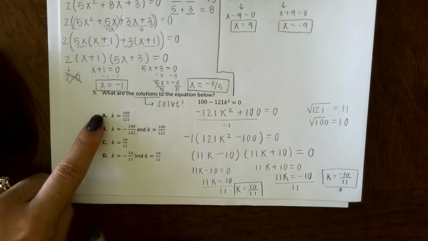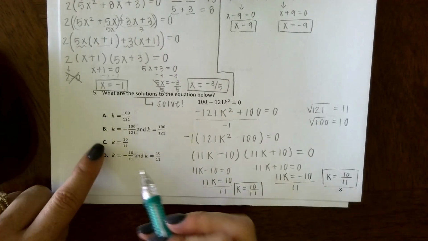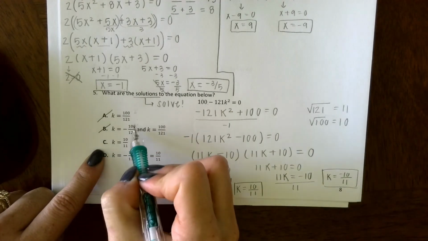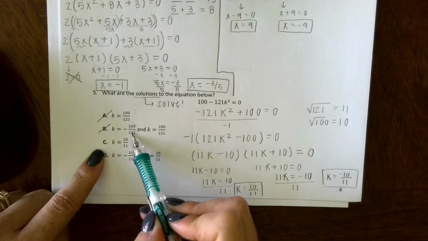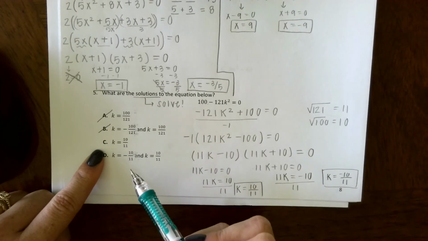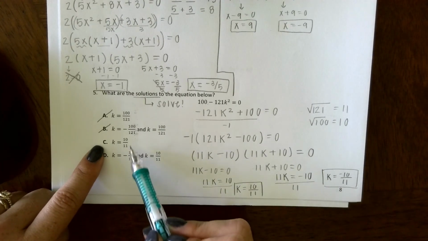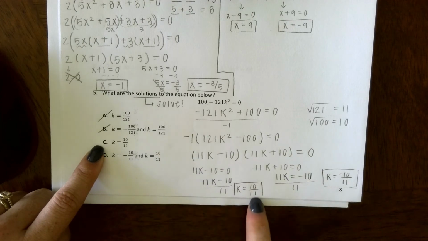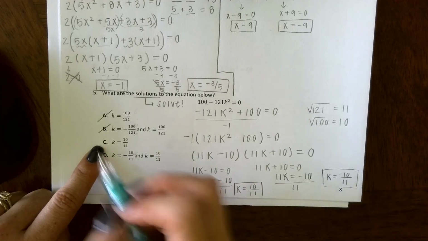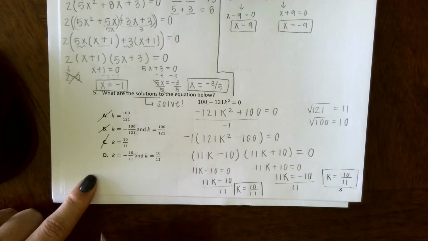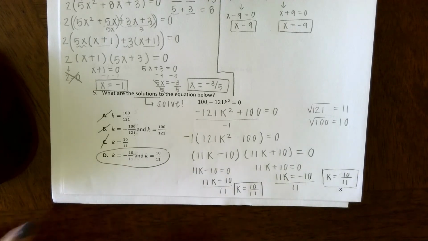Looking at my multiple choice answers, it cannot be A or B. It looks like they forgot to square root the 121 and the 100. At first glance, C looks okay, but they only have the positive answer. They're missing the negative, so it cannot be C. So my final answer is D.